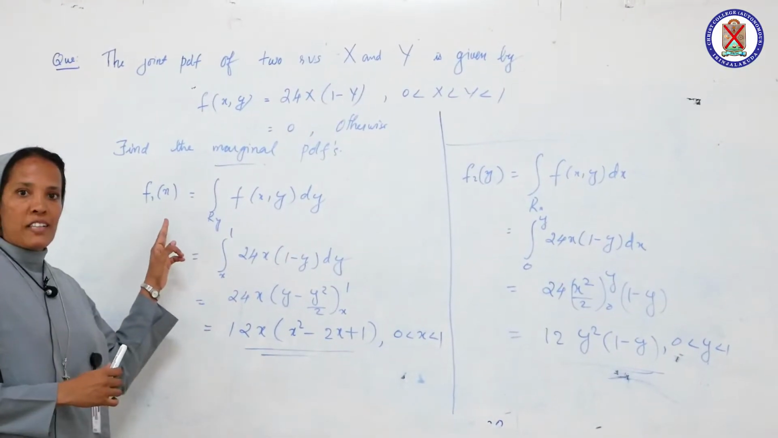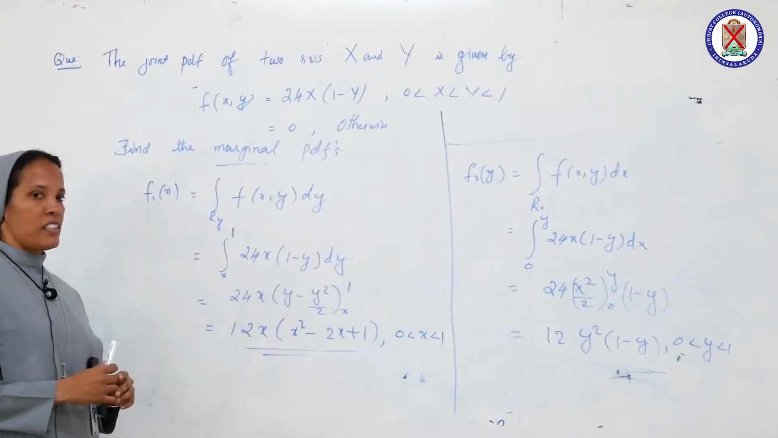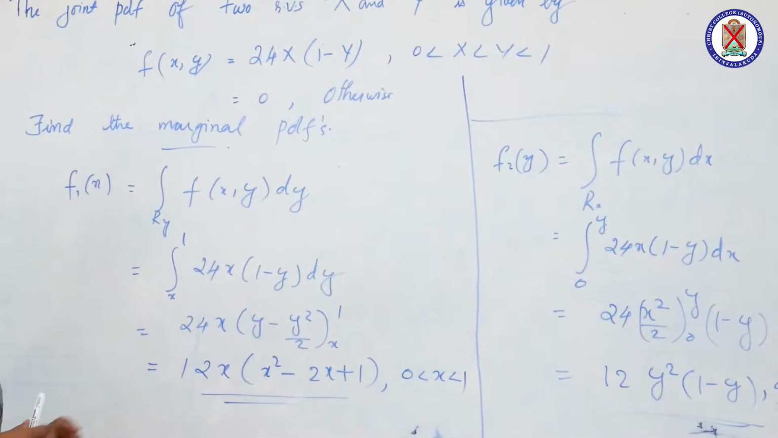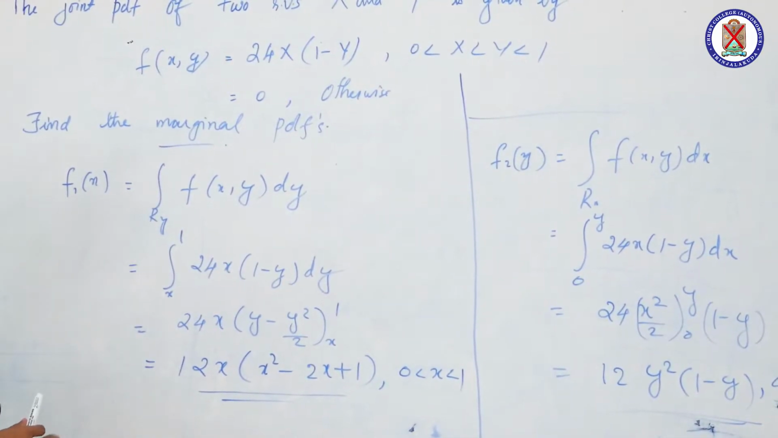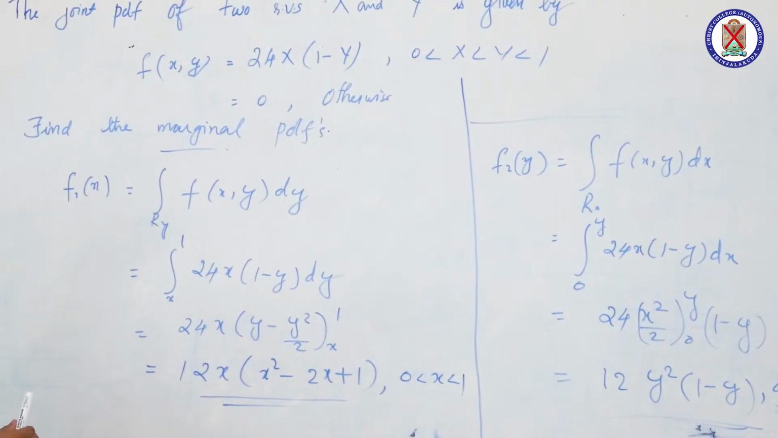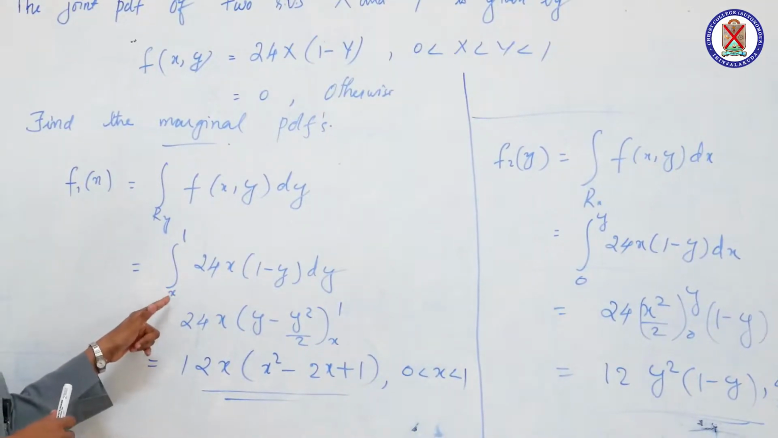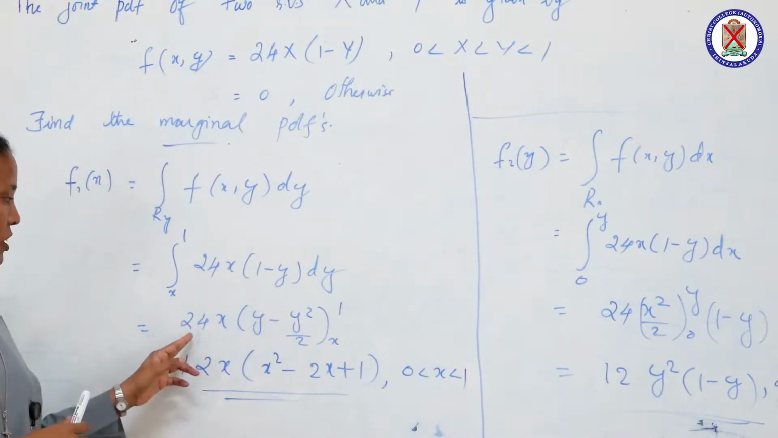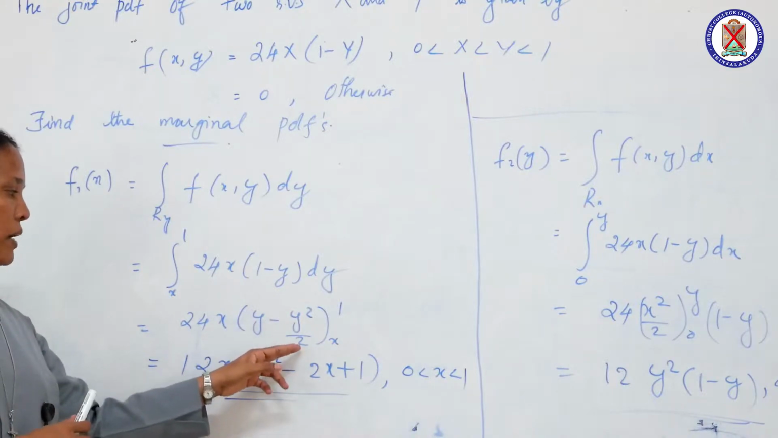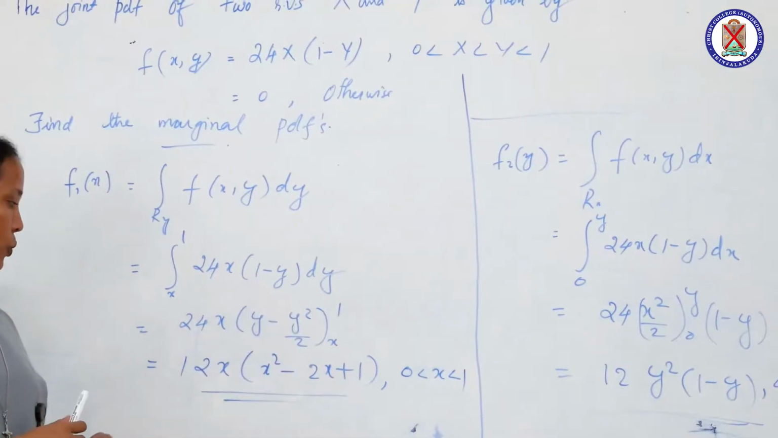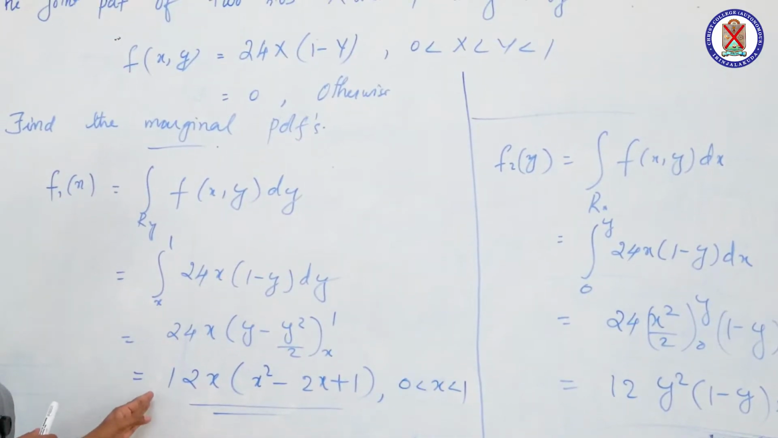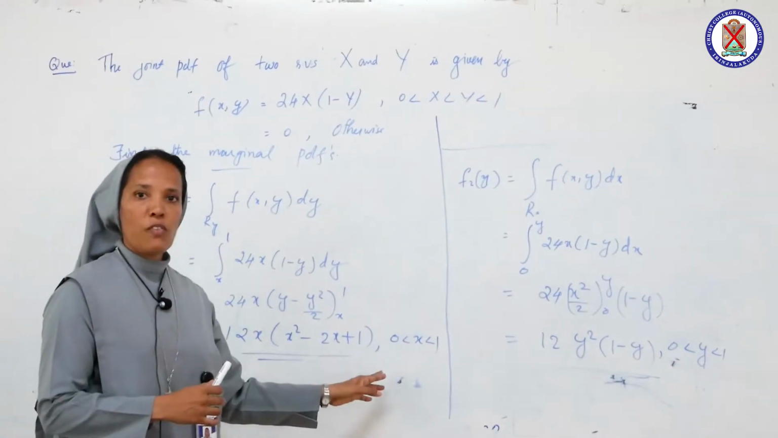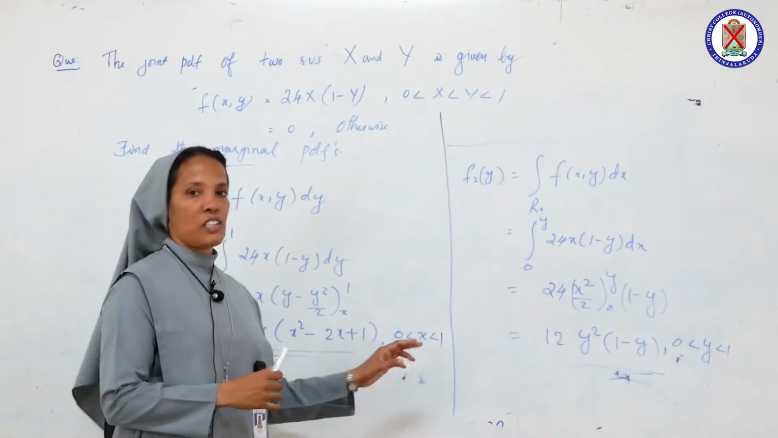The marginal PDF of x is given by f1(x). From the joint density function, it is given as the integral over the range of variation of y of f(x,y) dy. Here the range of variation of y is x to 1, that is, the integral from x to 1 of 24x(1 - y) dy, which is equal to 24x[y - y²/2] over the range x to 1. On simplification, we have the final result 12x(x² - 2x + 1). The range of variation of x here is 0 < x < 1.